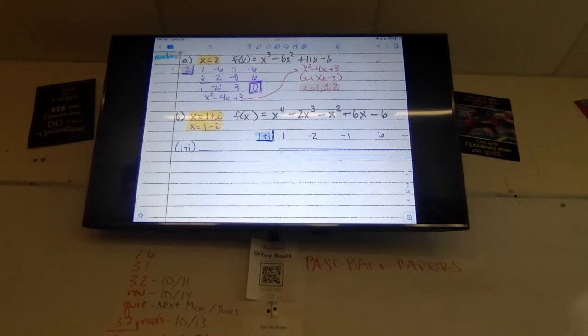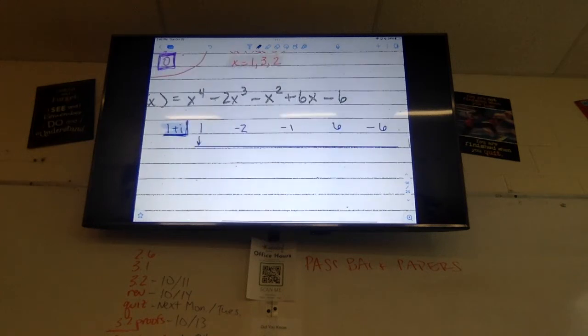Now, that being said, the first one is pretty self-sufficient because I carry my 1 down, and 1 times 1 plus i is just gonna be 1 plus i. And I'm gonna line up my real numbers underneath each other, and I'm gonna put my imaginary number off to the side. Because I cannot combine -2 and i, but I can combine -2 and 1 to get -1 plus i.